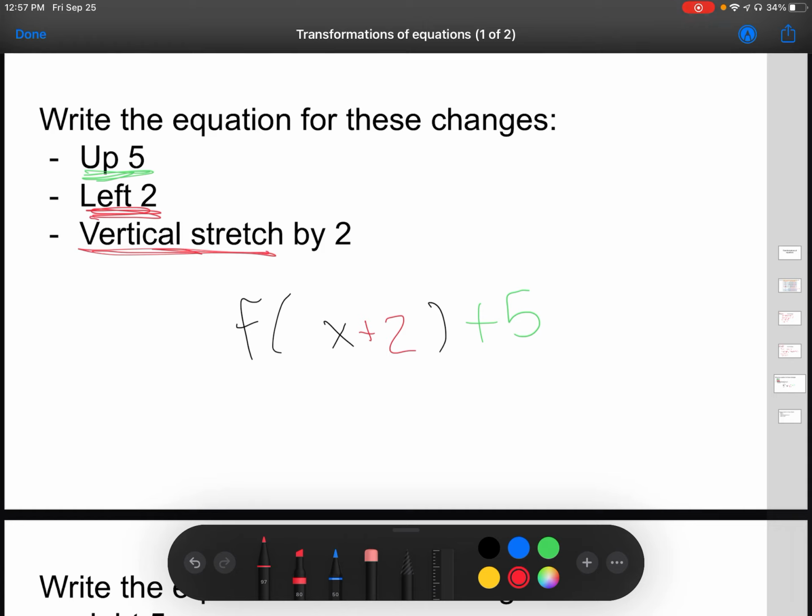Vertical stretch. Verticals go in the front. Stretch is getting bigger, so it'll be a 2 in the front. If it was a vertical compression by 2, we'd put a half. But a vertical stretch by 2 is going to be just the number 2 in the front. And there we are.